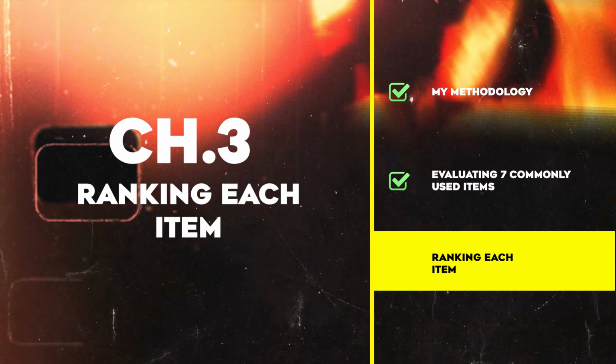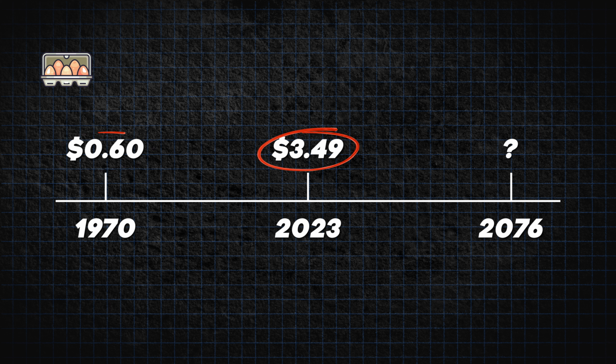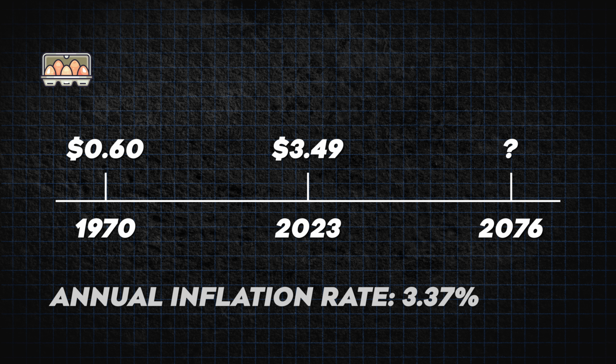Coming in at last place with the lowest inflation rate, we have milk, which has averaged 1.74% inflation over the last 53 years. And if that continues, then by the year 2076, a gallon of milk will cost only $8.21. Coming in seventh place, we have 1 dozen eggs, which back in 1970 cost 60 cents, today costs $3.49 at an average inflation rate of 3.37%. If that continues into the future, then by the year 2076, a dozen eggs will cost $20.21.